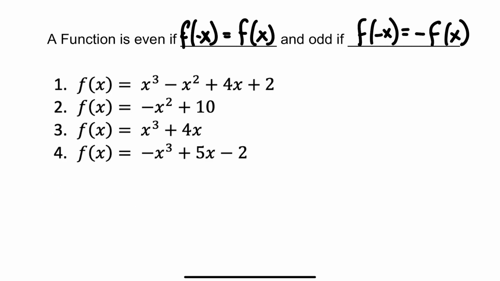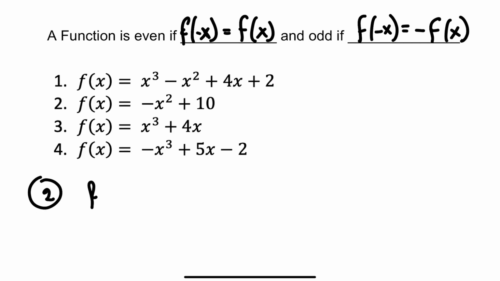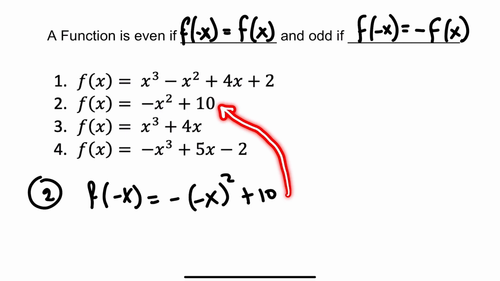Instead of doing number one, we're going to do number two because that one is going to be even. If we plug a negative into that function, it'd be negative x squared, then add the 10 from the original function. Immediately you should see that this is the same function, except we plugged in a negative x. So then you just do the math. This negative outside is still negative, and any number squared is going to be positive, so you're left with x squared, and then plus 10. Nothing happened to that.